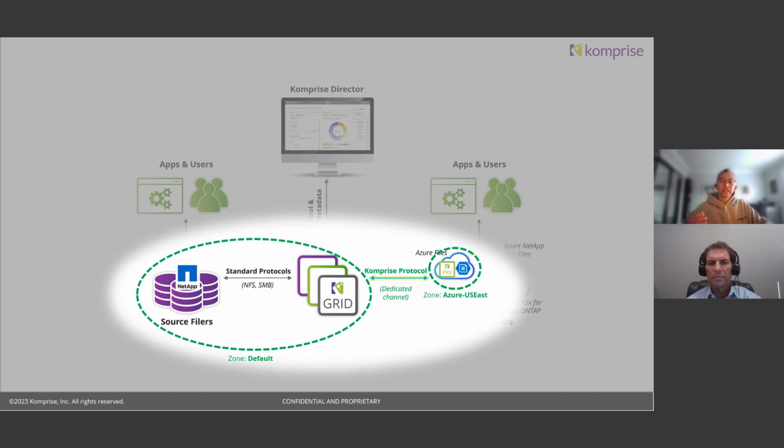But these are elastic. You can stand them up when you need them to migrate. If you're going to continue data management with Komprise, you would keep them. If you're only going to migrate the data and then not touch it after that, you can tear down those Windows proxies. Of course, since they're running in the cloud, they do incur running costs. So I totally understand. They're elastic. You can expand when you need them and tear them down when you don't need them.